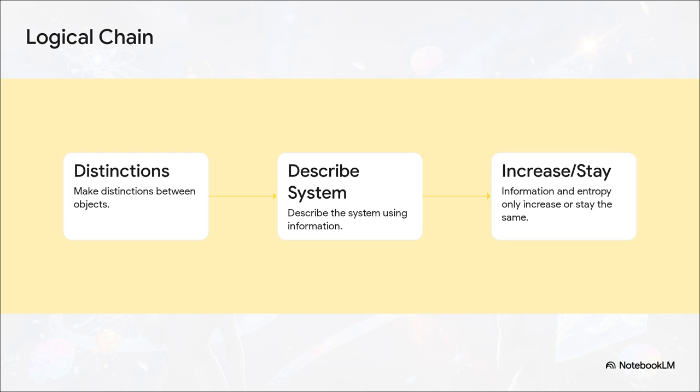And finally, step 3, according to the standard rules of physics, the information about that system and its entropy can only increase or stay the exact same. So making distinctions is the absolute prerequisite here. It's the mandatory starting line. Without the ability to divide the universe into separate parts, the whole concept of information just completely breaks down.